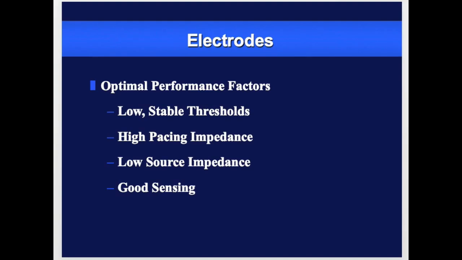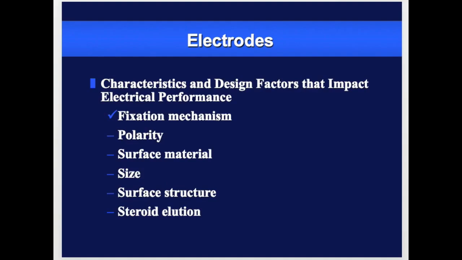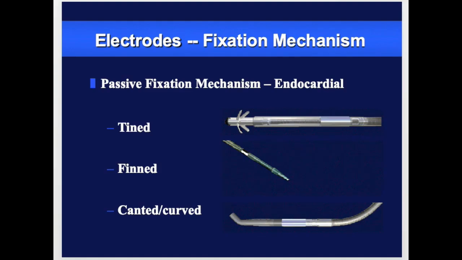The factors that impact electrode performance will be discussed in the following slides. They are fixation mechanism, polarity, surface material, size, surface structure, and steroid elution. There are two types of fixation mechanism, passive and active.